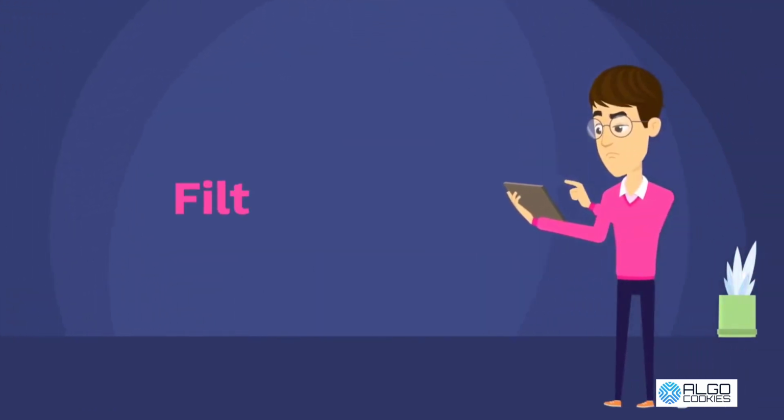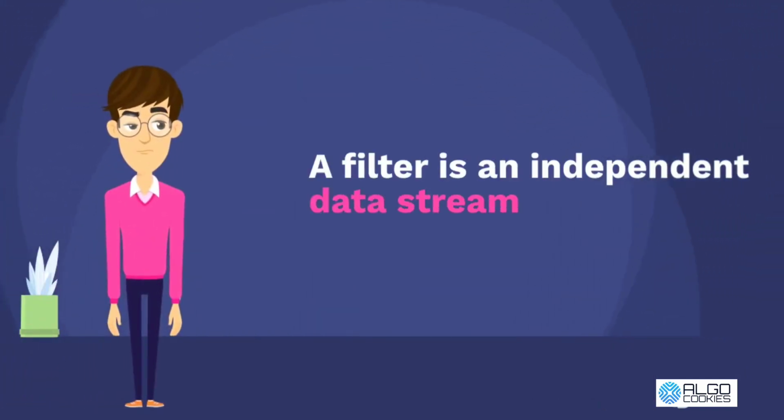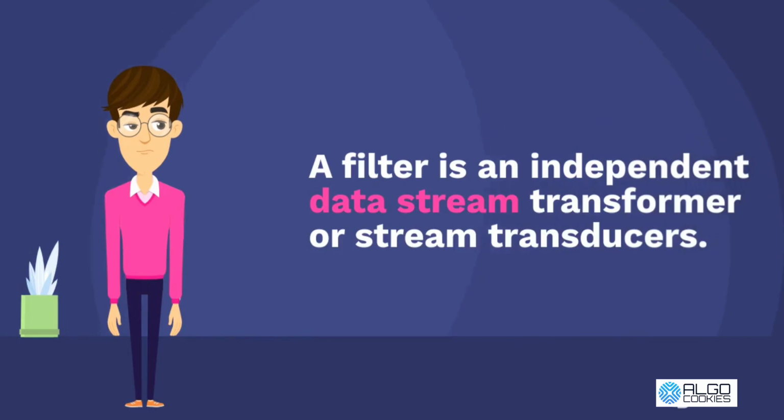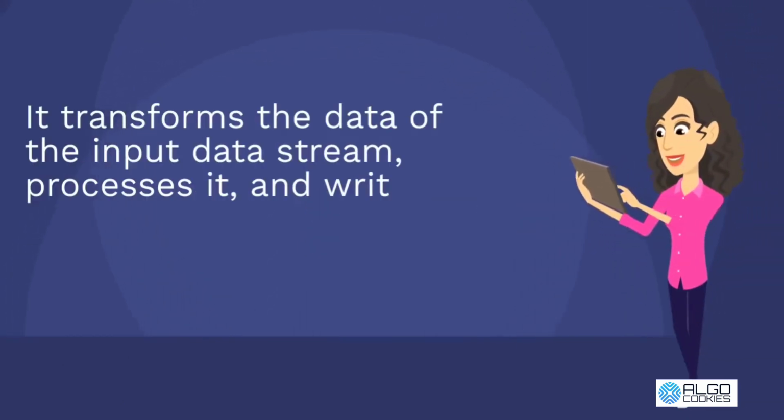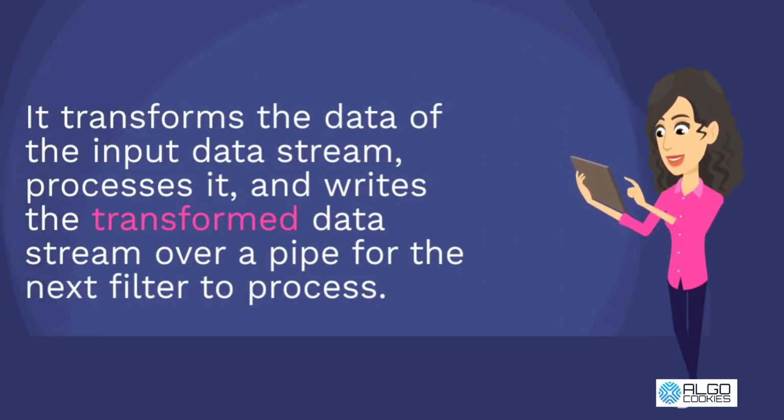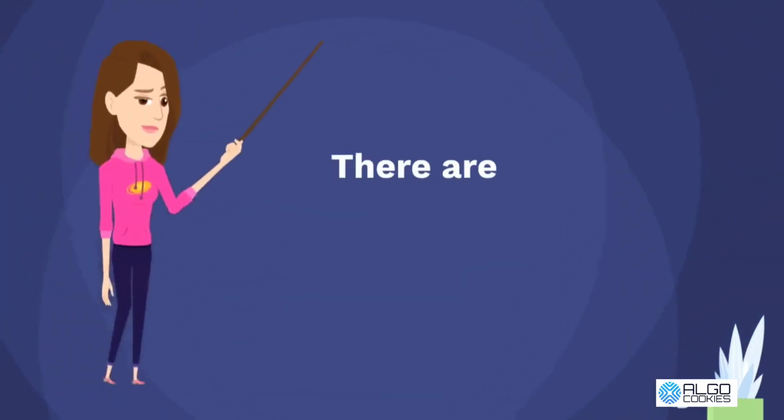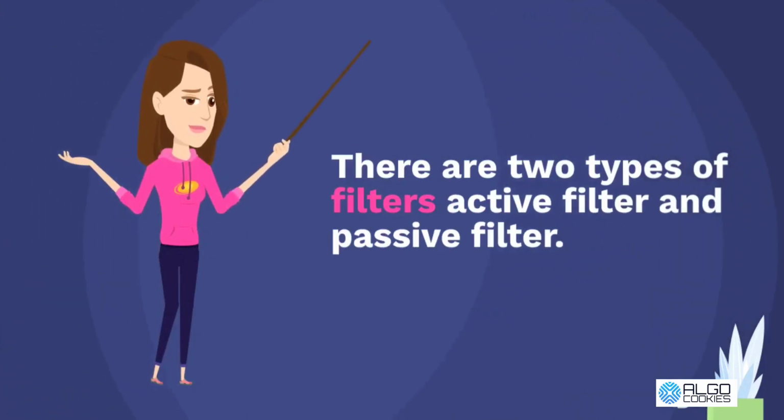Filter. A filter is an independent data stream transformer or stream transducer. It transforms the data of the input data stream, processes it, and writes the transformed data stream over a pipe for the next filter to process. There are two types of filters: active filter and passive filter.